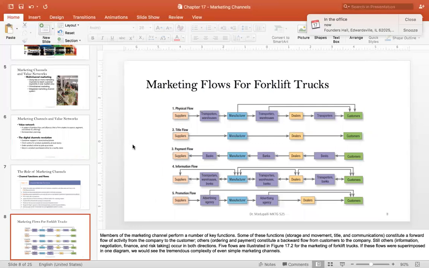And this is just an example of different channel functions and how different channel members are involved in the process. Just look at forklift trucks. It's a B2B product. From a physical flow standpoint, this is how all the channel members are involved. From a title flow, this is how the channel members are involved. Likewise, the payment, the information, the promotion. So these are the different functions that different channel members perform for different aspects of the business.